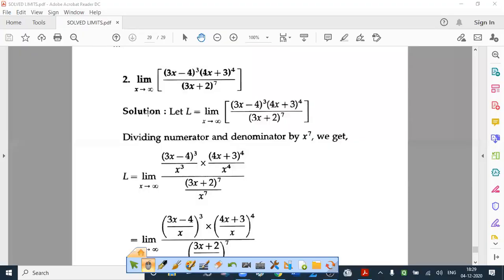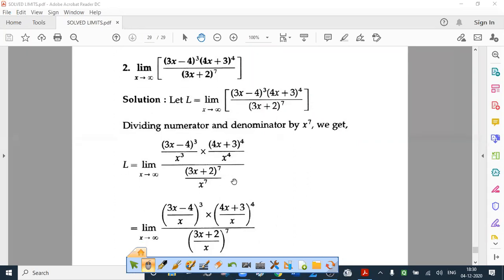Let me explain. Second one, third part, second one: limit as x extends to infinity of (3x minus 4) cube into (4x plus 3) raised to 4 upon (3x plus 2) raised to 7. See, 3 plus 4 is 7, in the denominator also 7. So we divide numerator and denominator by x raised to 7. How to split x raised to 7 in the numerator? By writing it as x cube into x raised to 4. You may ask me the reason. I'll say common sense. This is a cube, this is the fourth power. That is why x cube, x raised to 4.